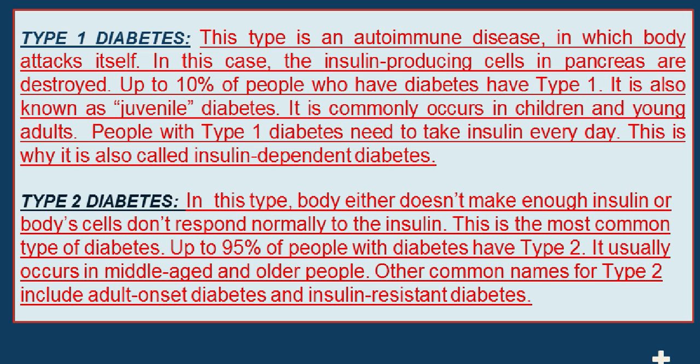In type 2 diabetes, the body either doesn't make enough insulin or the body cells don't respond normally to the insulin. This is the most common type of diabetes. Up to 95% of people with diabetes have type 2. It usually occurs in middle-aged and older people. Other common names for type 2 include adult-onset diabetes and insulin-resistant diabetes.